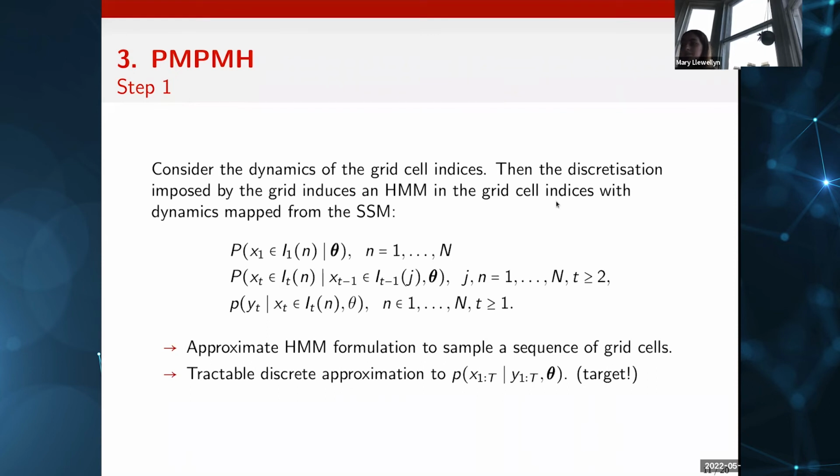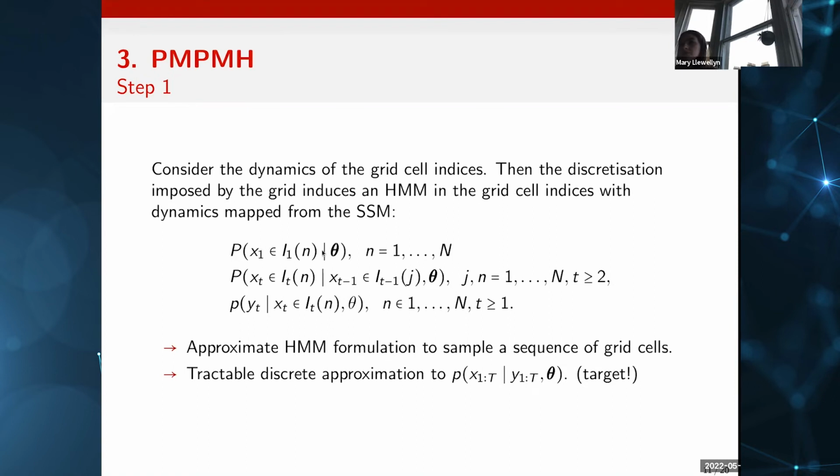Mathematically, to explain the whole system robustly, we can write the process by which the states evolve in the discrete domain and the way in which the observed data originates from those states using the state-space model densities. So this is the probability that the state belongs to the nth grid cell at time 1.